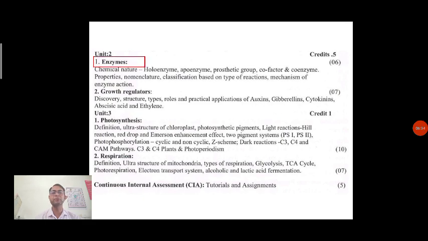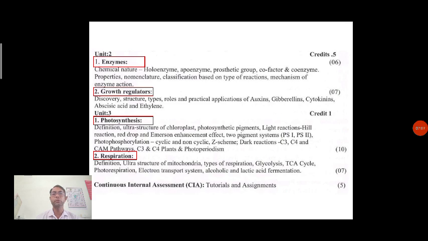Enzymes, as we know, carry out the internal metabolism of the cell through different combinations of enzymes, or we can say enzymatic reactions take place in the cell. Along with this, in unit number 2 we are going to discuss the growth regulators. Growth regulators play an important role in the growth of plants, or we can say growth of cells. So we are also going to discuss growth regulators in unit number 2.